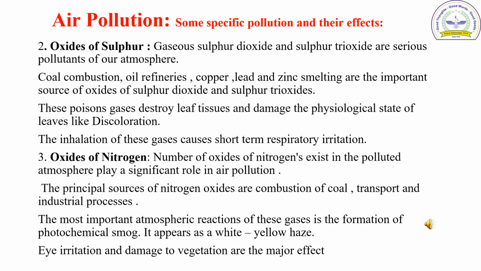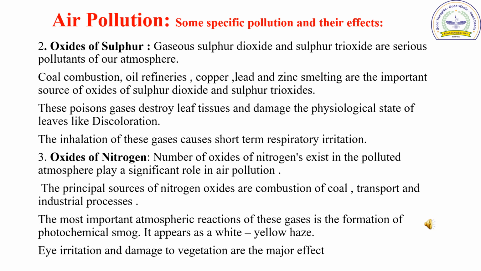Oxides of sulfur. Gases, sulfur dioxide and sulfur trioxide, are serious pollutants of our atmosphere. Coal combustion, oil refineries, and copper, lead and zinc smelting are the important sources of sulfur dioxide and sulfur trioxide. These poison gases destroy leaf tissues and damage the physiological state of the leaves, like discoloration. The inhalation of these gases causes short-term respiratory irritation. So this was about the oxides of sulfur.